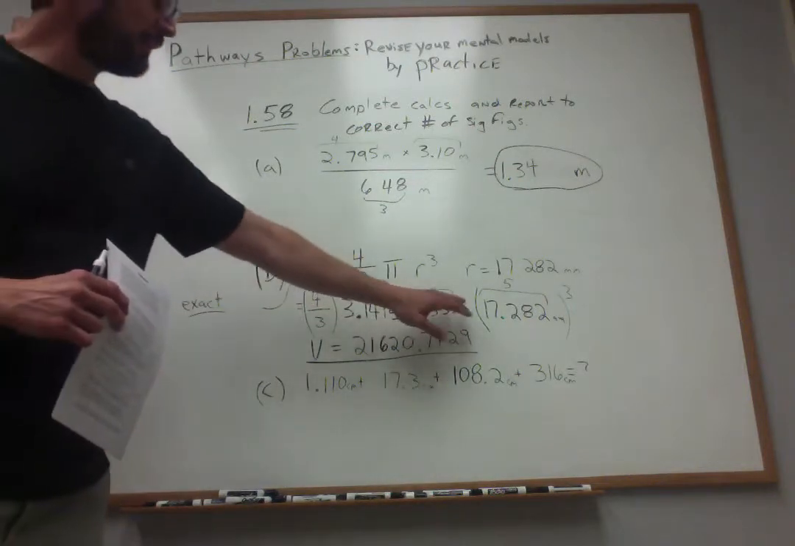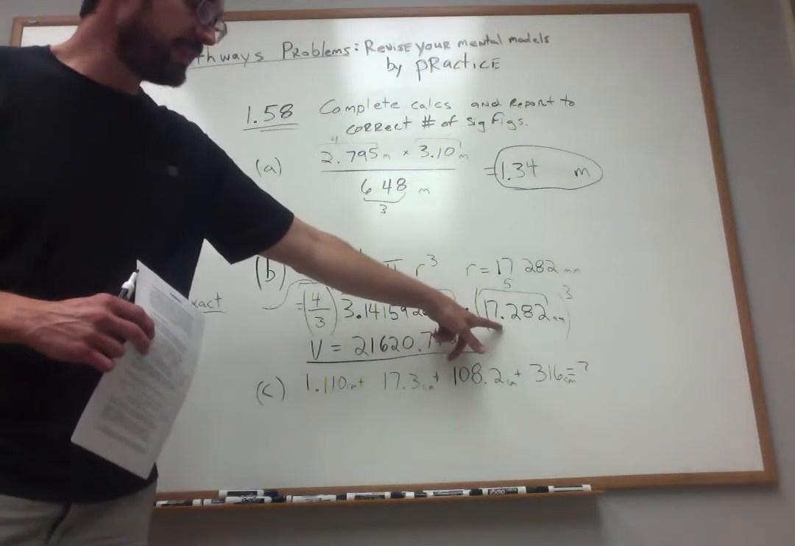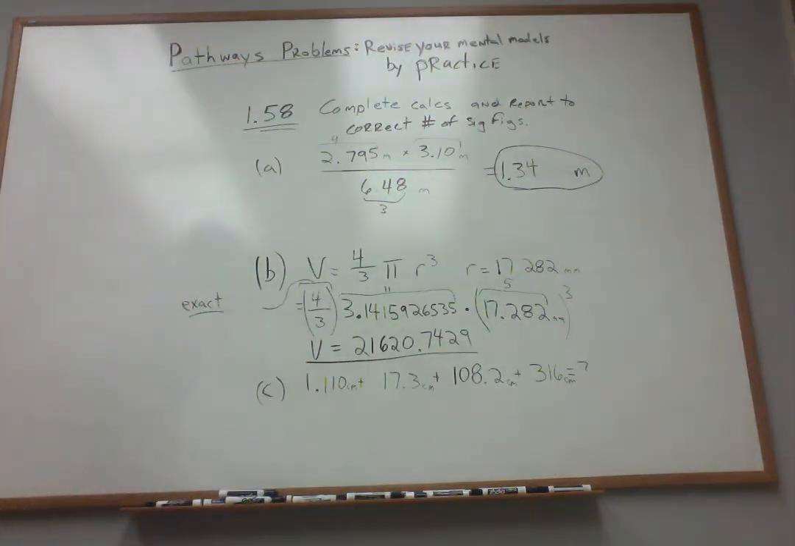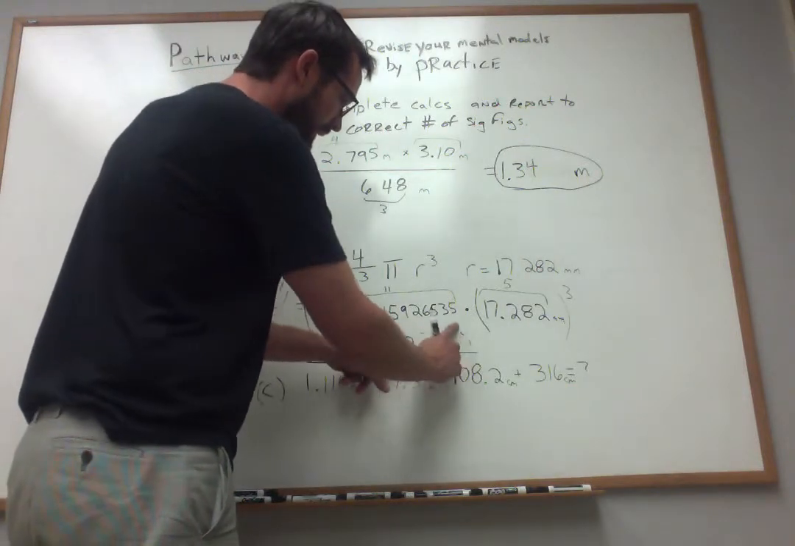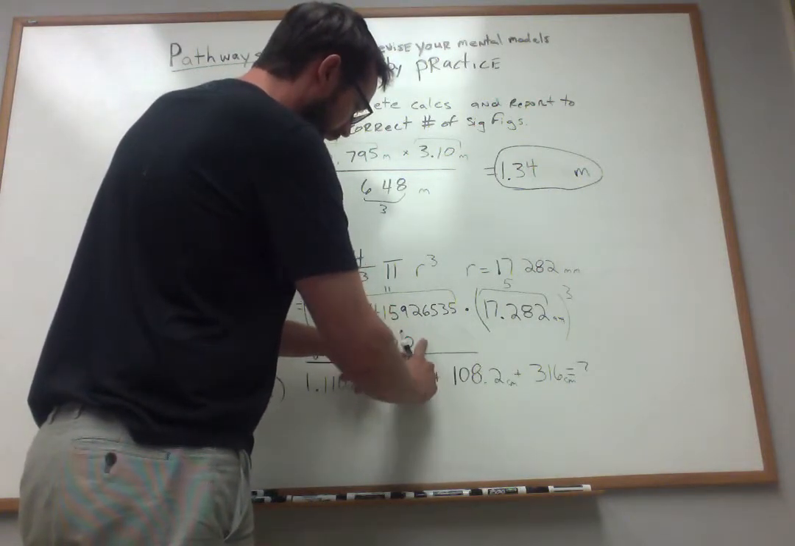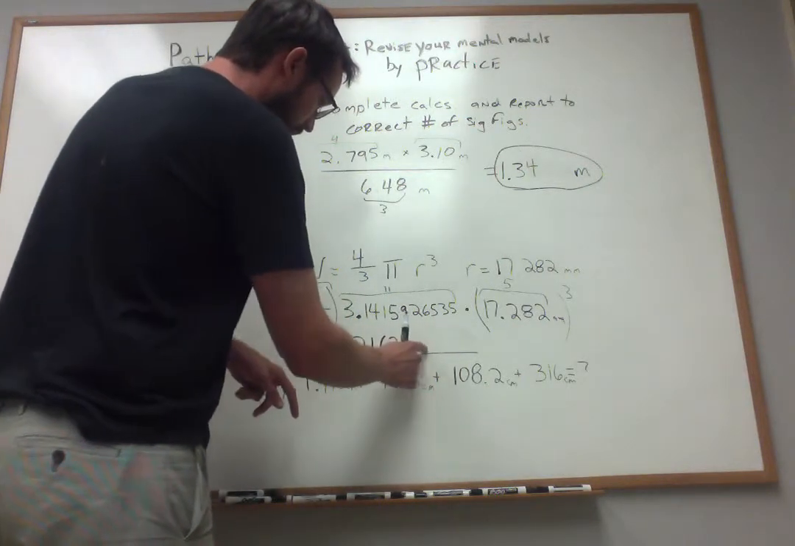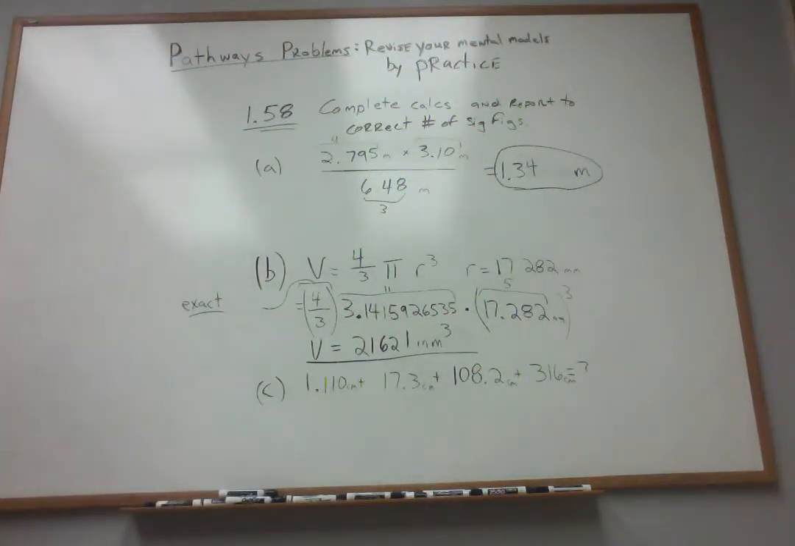But now I created a situation, because I knew that this was precisely known to many, many digits, where my measured variable, my r, is what limits the precision of my result. So sure enough, my answer should have 5 sig figs. And it looks like that's going to occur essentially right here. And because this is a 7, I need to round up to a 1. The 0 becomes a 1. And my answer should be 21,621 cubic millimeters, okay?